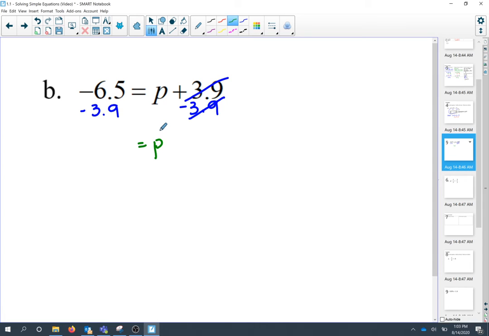At this point, I'm going to take -6.5 minus 3.9. And I am using a calculator off to the side just to make sure. And we're going to get -10.4. If we justify that step, that was also, because of right here, subtract 3.9, subtract 3.9, the subtraction property of equality, and that's my solution.